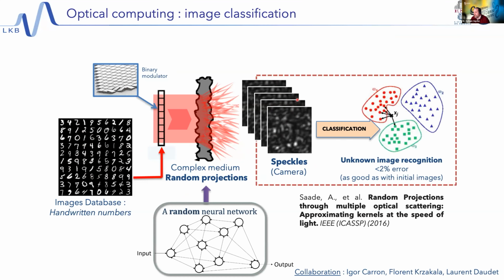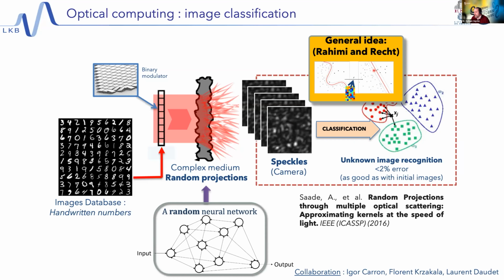And you can show that you can classify directly on the speckle instead of on the original data set. And you get about 2% error on the classification, which is as good as with the original data. In a way, it becomes linearly separable. This is the general idea. Of course, there's no big acceleration there, but this was the first proof of principle that we could really classify by exploiting the random medium.